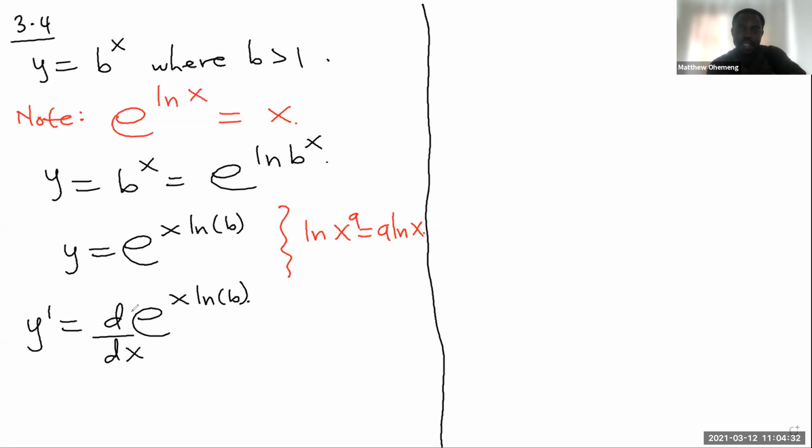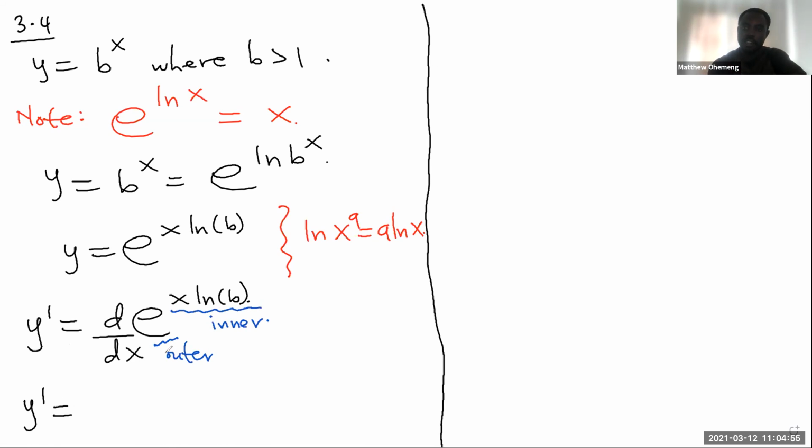Looking at e to the x ln of b, you can think of this as a composite function, where the outer function is e to the x, and the inner function is this. That means we can employ the chain rule, right? So employing the chain rule, what do we get?